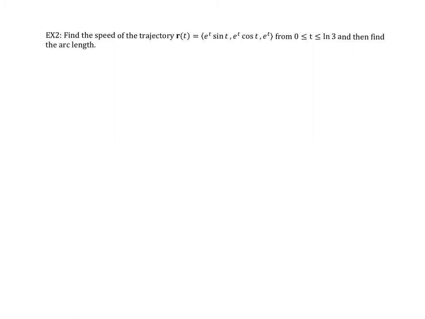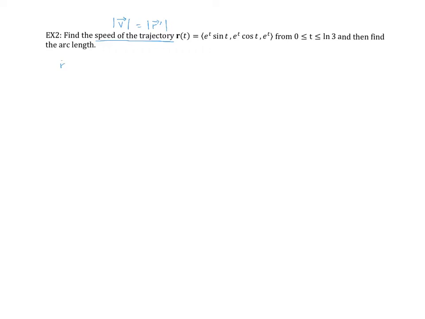Let's go on to the other page and look at another example. So we want to find the speed of the trajectory for r from t equal to 0 to natural log of 3, and then we're going to find the arc length. So when we talk about the speed of our trajectory, remember speed is the magnitude of the velocity, which is simply the derivative of r, and find its magnitude.